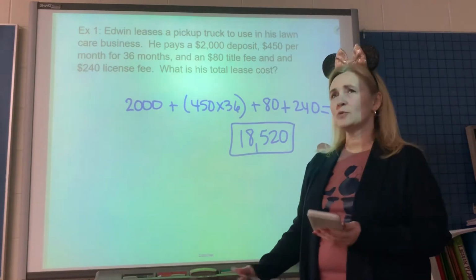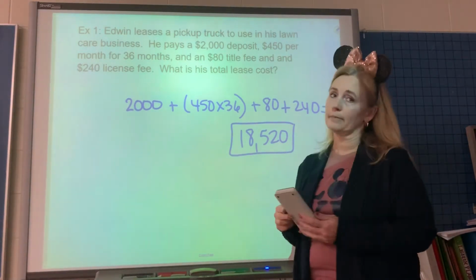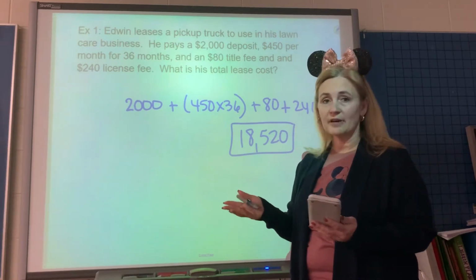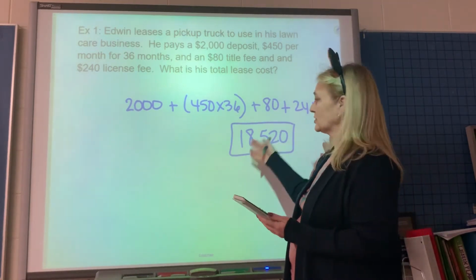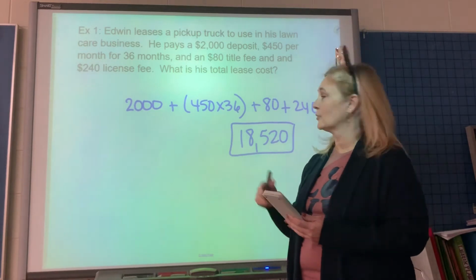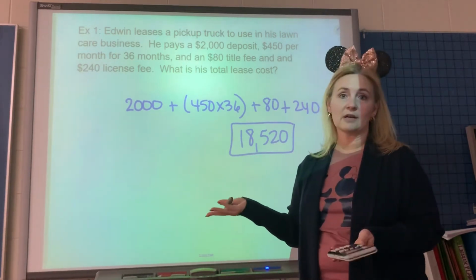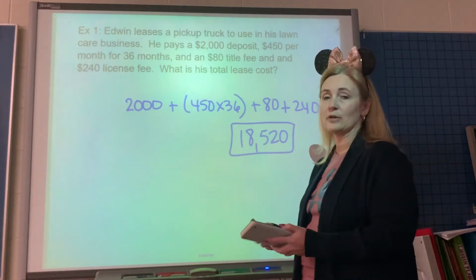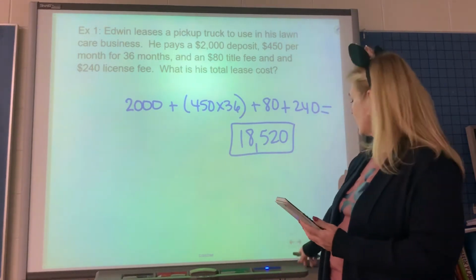Is it cheaper to lease or to buy? Well, pickup trucks are very expensive. They could easily be a $35,000 pickup truck. So this is what it's costing you to lease it for 3 years, knowing that when you turn it back in, it's still going to have $17,000 of value left on it. And so if you wanted to buy it, you would have to pay the remaining value of that, called the residual value.